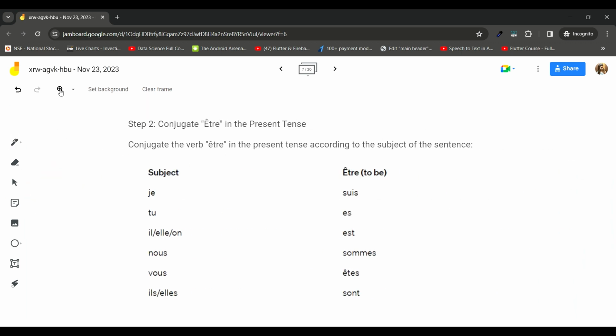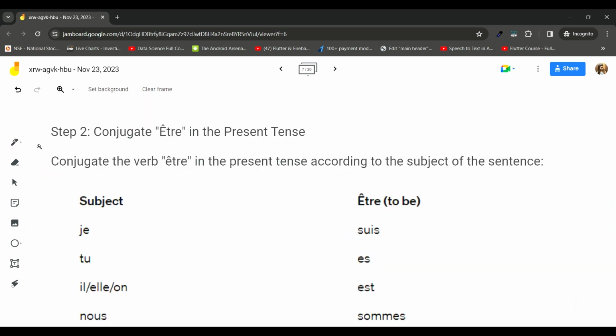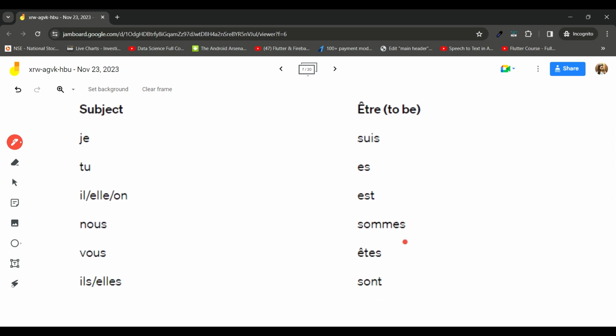After that, conjugate être in the present tense. Now you need to just conjugate the auxiliary être in the present tense. So with je, it is suis, tu, it is es, il, elle, on is est, nous sommes, vous êtes, ils, elles sont. Right, this is your conjugation.